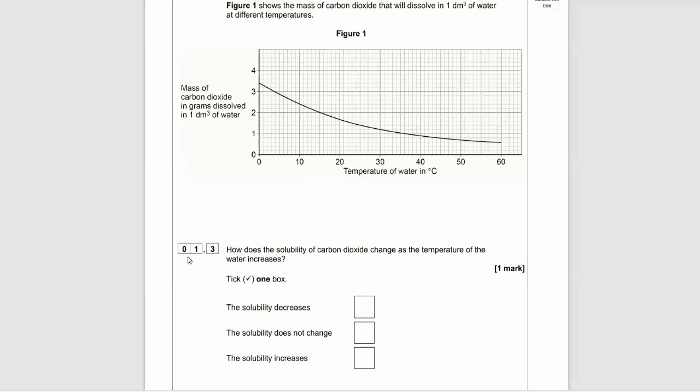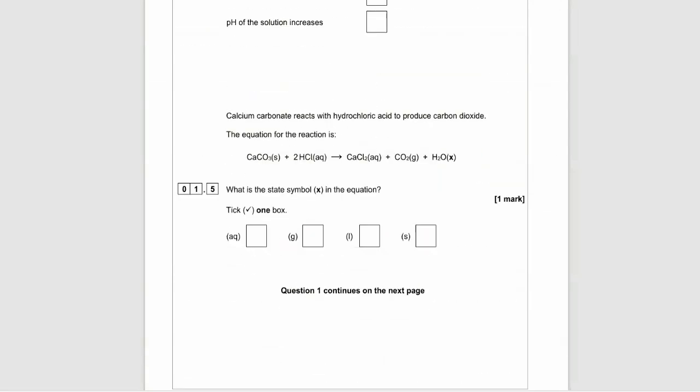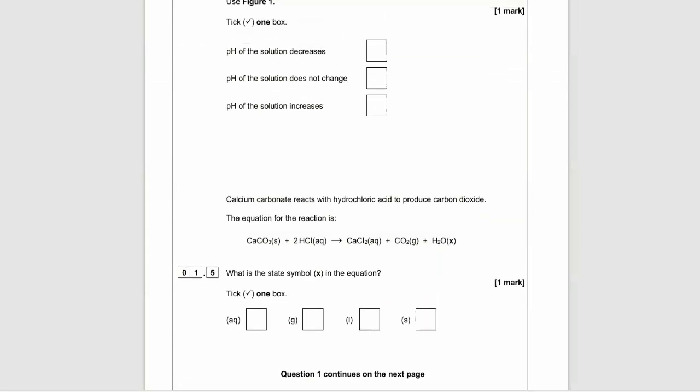1.3, how does the solubility of carbon dioxide change as the temperature of the water increases? So as we go from 10 to 20 to 30 to 40 to 50 to 60, you can see the amount of CO2 is going down. Less carbon dioxide is dissolving, the hotter the water gets, or the more the temperature increases. Okay, so that will get you a mark. Now let's move on to 1.4. Make sure you pause the video and have a go before answering the question.